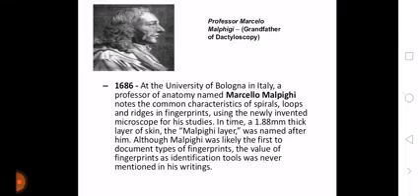In 1686, at the University of Bologna in Italy, a professor of anatomy named Marcello Malpighi noted the common characteristics of spirals, loops, and ridges in fingerprints, using the newly invented microscope for his studies. In time, a 1.8 mm thick layer of skin, the Malpighi layer, was named after him. Although Malpighi was likely the first to document types of fingerprints, the value of fingerprints as identification tools was never mentioned in his writings.